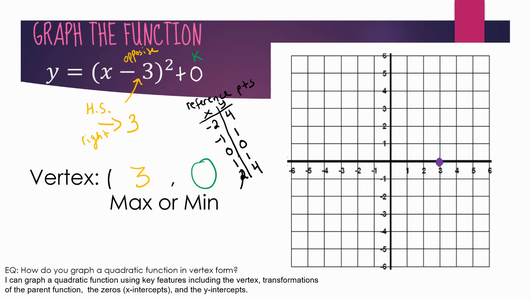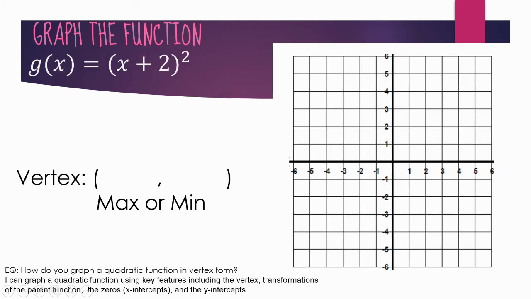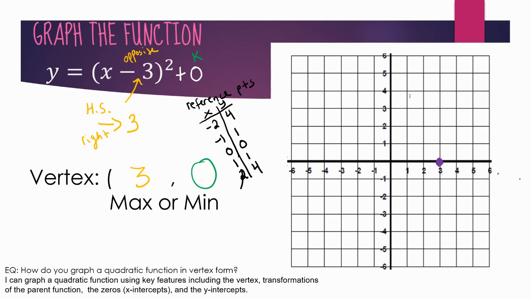The only difference is instead of being here at the origin, you're going to use those reference points from the vertex. So what I mean by that is from the vertex, you're going to go right 2, up 4. Right 2, up 4. Right 2, up 4. 1, 2, 3, 4, and that's going to be our point. Here from the vertex, you're going to go left 1, up 1, right 1, up 1, right 2, because it's a +2, right 2, up 4. And then make sure it's a U-shaped graph.